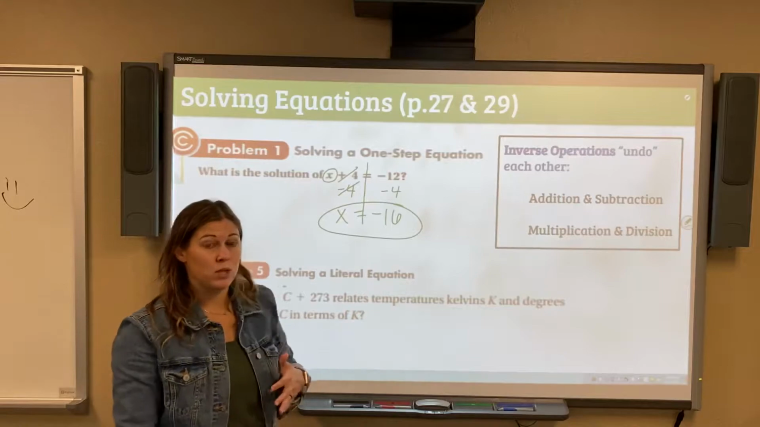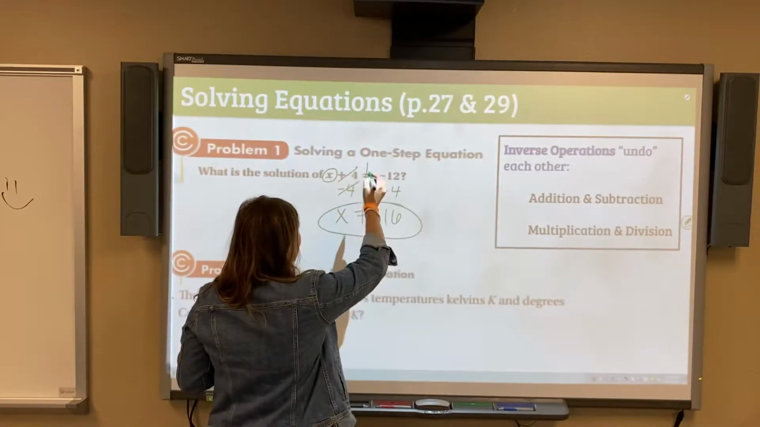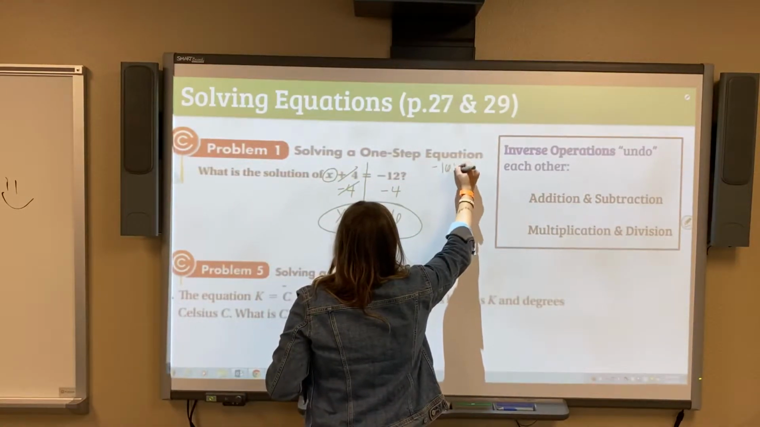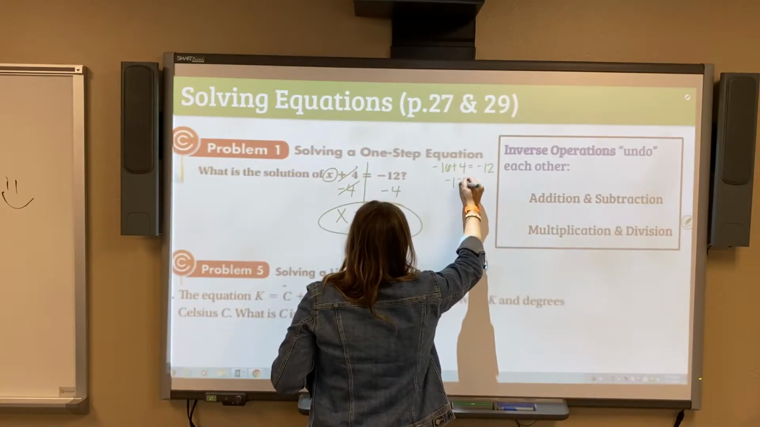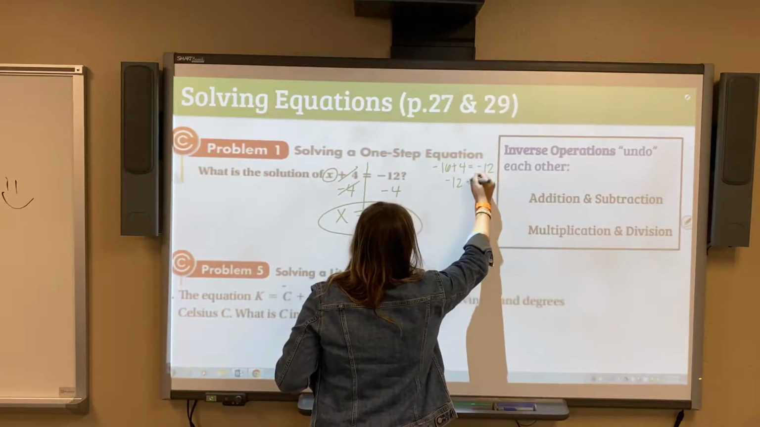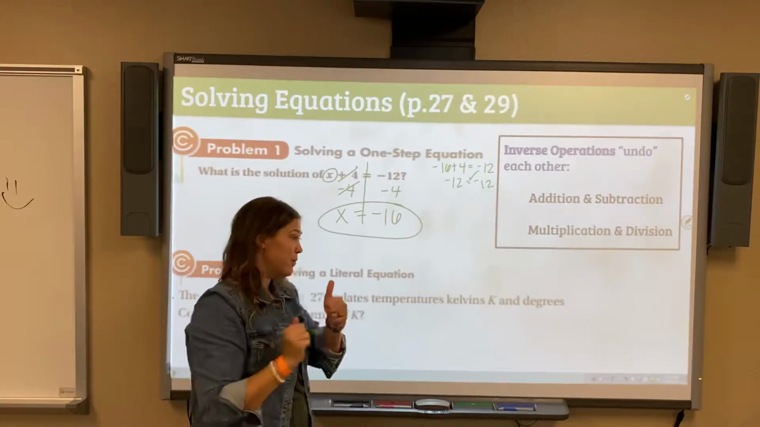Okay, one way to always recheck it is plug in negative 16 for x. Negative 16 plus 4 equals negative 12. Well, negative 16 plus 4 is negative 12. Yes, negative 12 equals negative 12, so we are good to go.